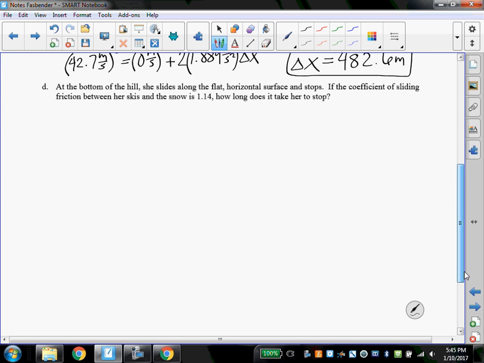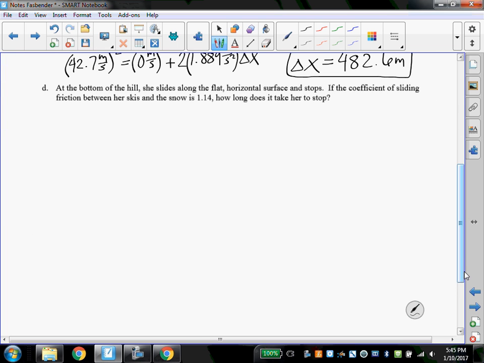And finally, let's do part D. At the bottom of the hill, she slides along a flat horizontal surface and stops. If the coefficient of sliding friction between her skis and the snow is 1.14, how long does it take her to stop? Well, that was a lot of information.